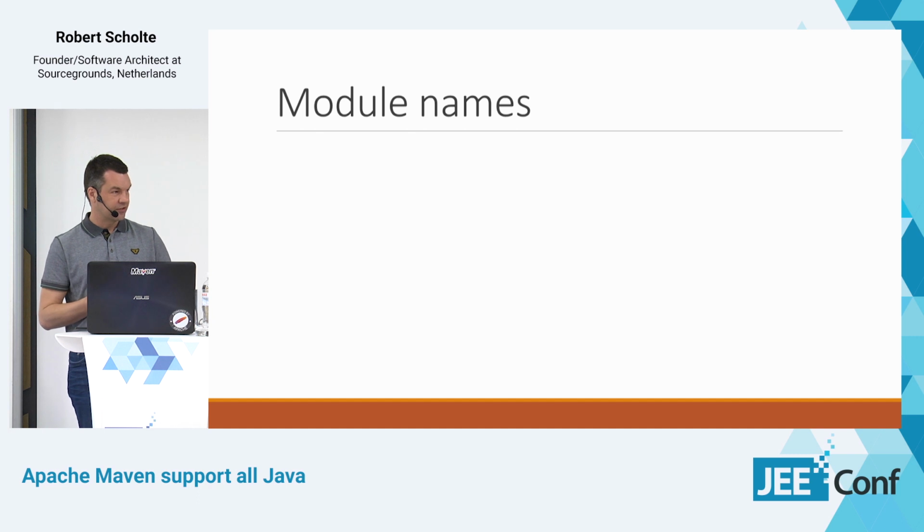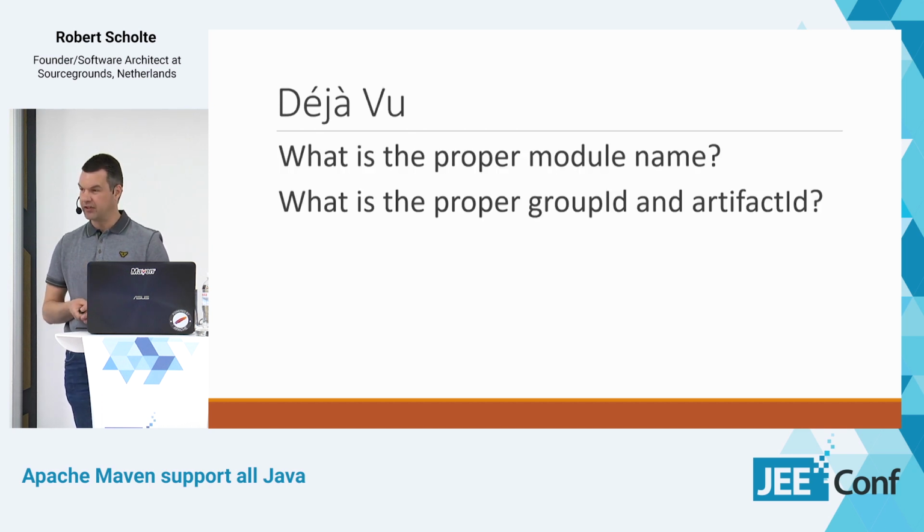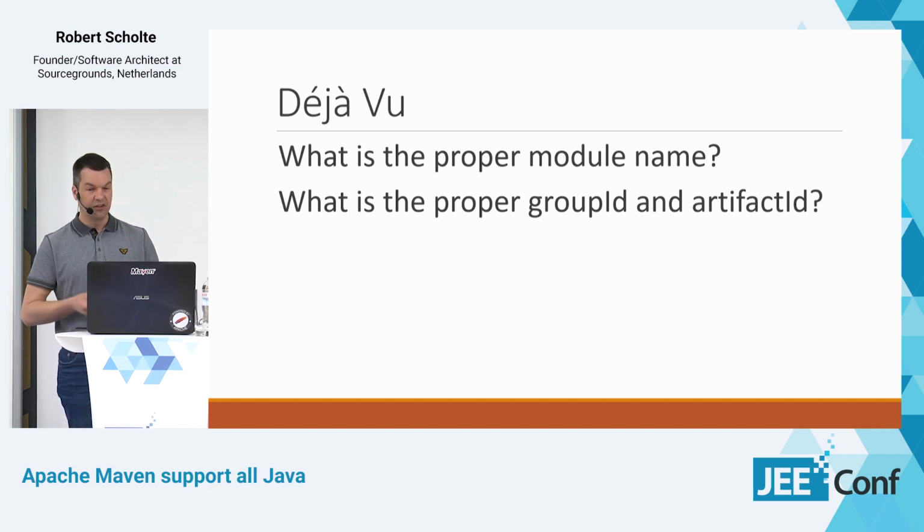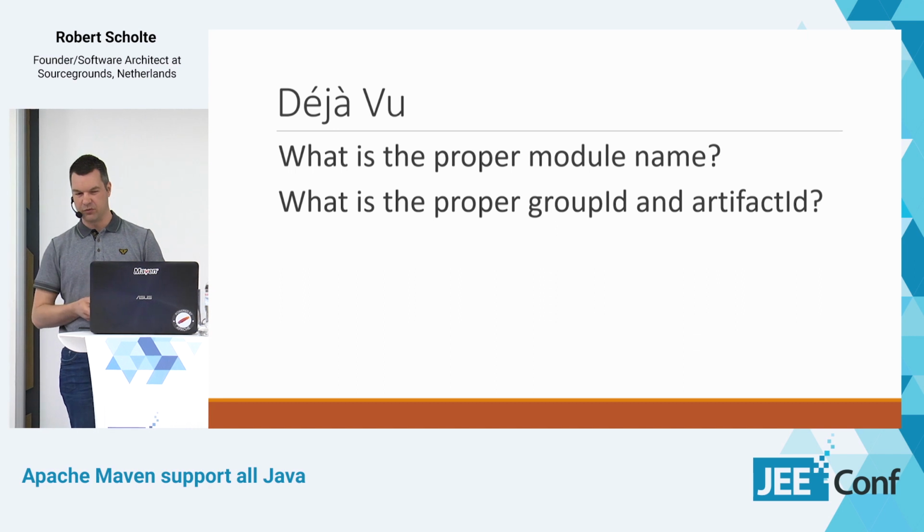Now module names. This is one of the hardest parts, but when I noticed something about module names, I had this déjà vu. Because what is a proper module name? It is similar to the question, what is a good group ID and what is a good artifact ID? Especially the first time you were working with Maven, what is a group ID? What is an artifact ID? And in the beginning, you saw quite often that the artifact ID and group ID were exactly the same. And after a couple of years, people saw the intention of this group ID.